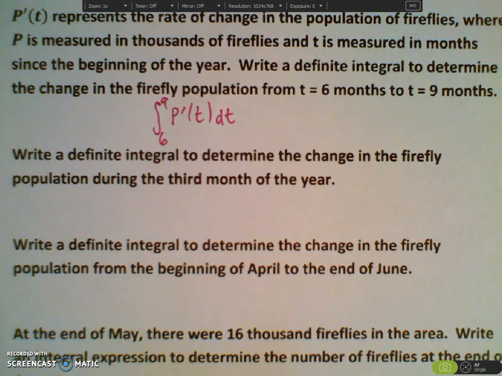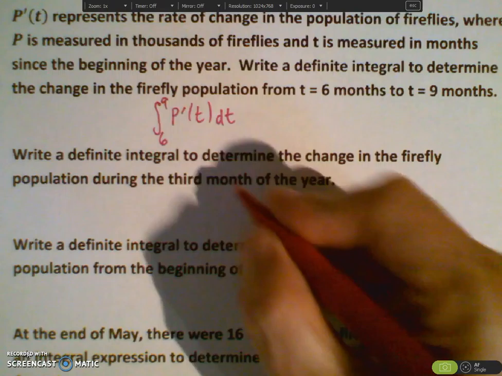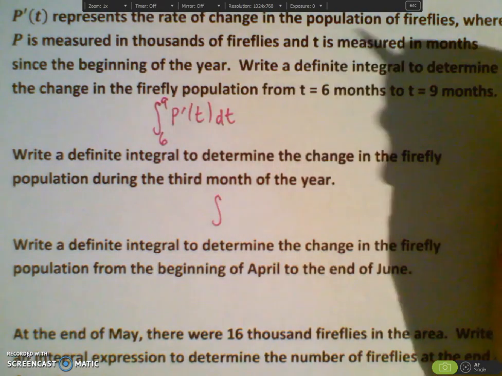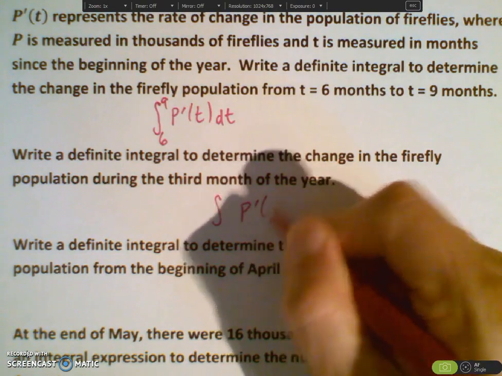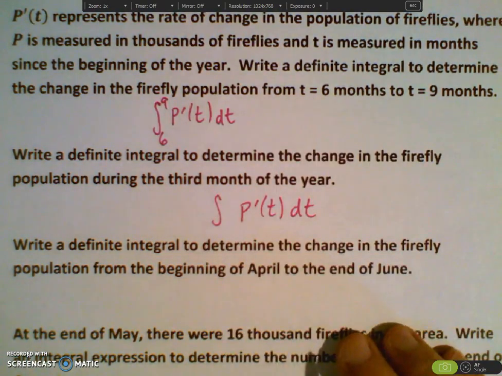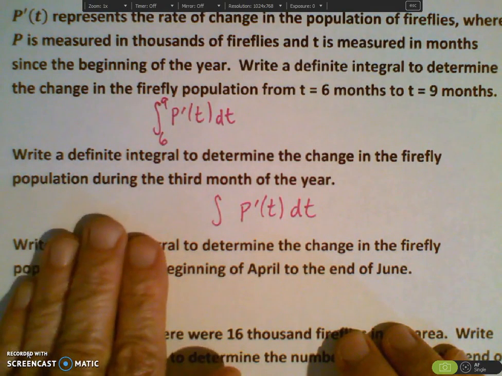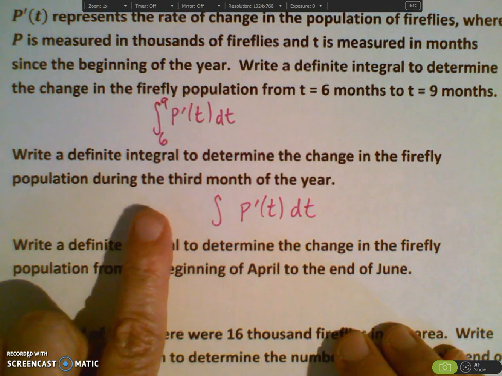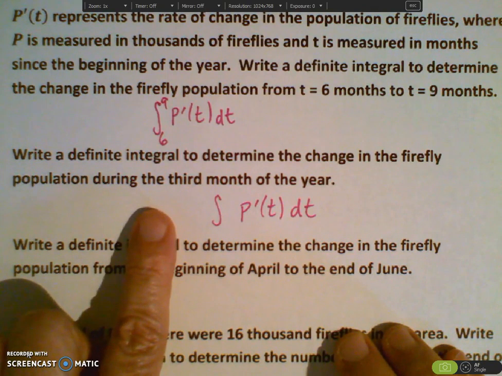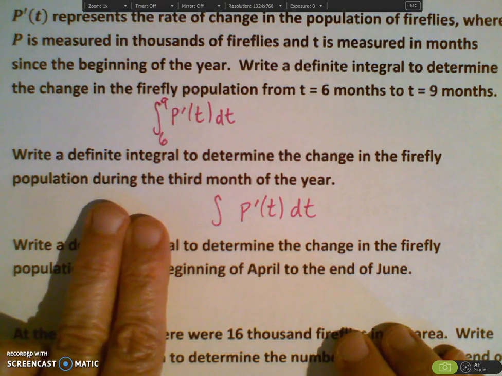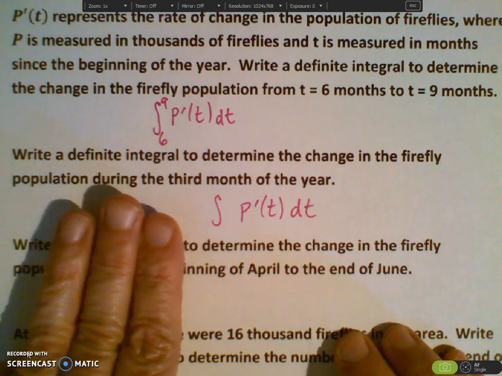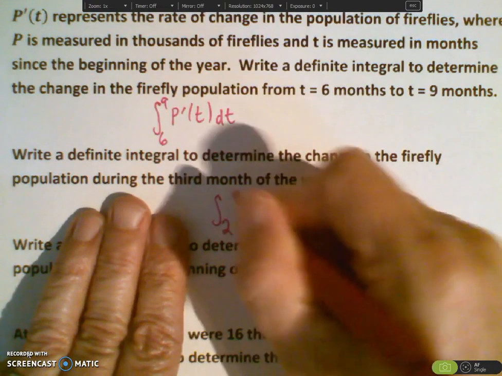This time, we need to write a definite integral to determine the change in the firefly population during the third month of the year. A lot of people make mistakes with this one because they might go from 0 to 3 or they might go from 3 to 4. Honestly, I count this on my fingers. If I'm going for the third month of the year, I know that January is the first month from 0 to 1. February is the second month and it goes from 1 to 2. March is the third month and it goes from 2 to 3. So the correct limits of integration are from 2 to 3.